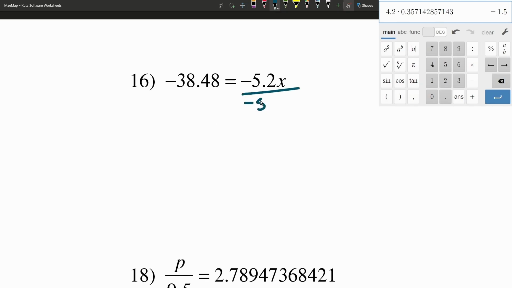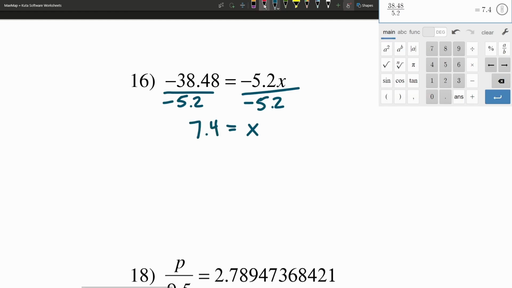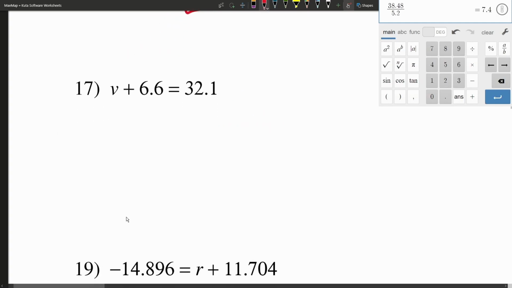So dividing by a negative 5.2 is going to leave us with a positive 1, and 1 times x is x. So we're going to divide by a negative 5.2 on our right-hand side as well. Negative divided by a negative is going to give us a positive, so I'll go ahead and just type these numbers in as positives. So we get 38.48, and we're dividing that by 5.2. That gives us 7.4. So 7.4 is our solution for number 16. Moving on to number 17.